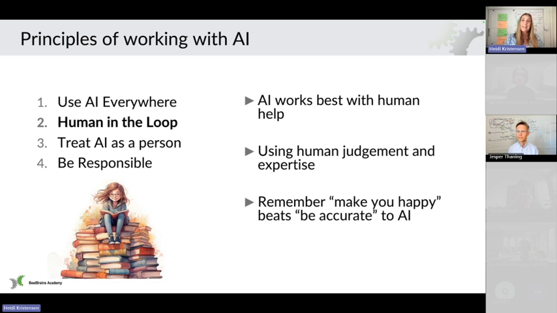Also remember that still, I would say, make you happy beats be accurate when it comes to AI. We see less of that, but still it's always a good thing to be reminded of. So therefore also to stay on the human side of this. And then also really to figure out how to put that into play. So how can we thrive as people as well when using AI instead of it just taking over or making us more and more dumb, like we also see a lot of research coming up about.